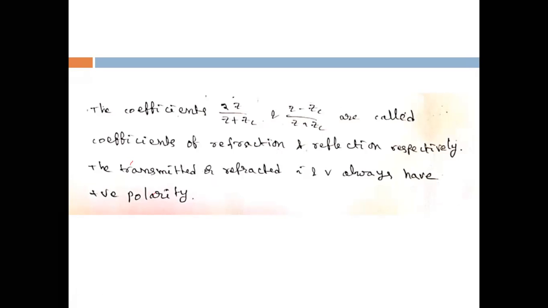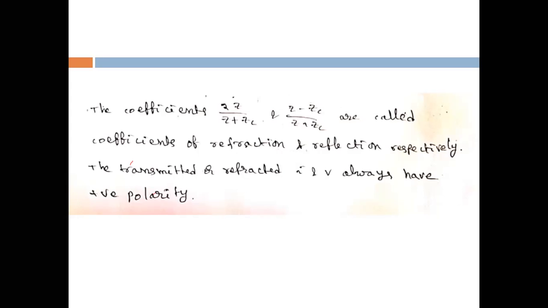Okay, this is the derivation for the refraction and the polarities of the transmitted waves. Therefore the polarities of the reflected wave depend upon the magnitude relationship between zc and z, where z is the impedance and zc is the characteristic impedance of the transmission line.